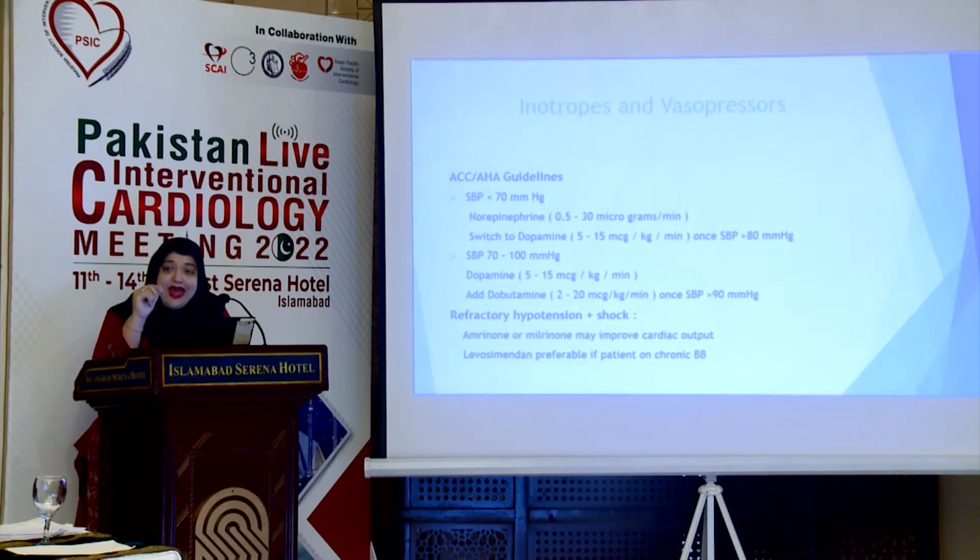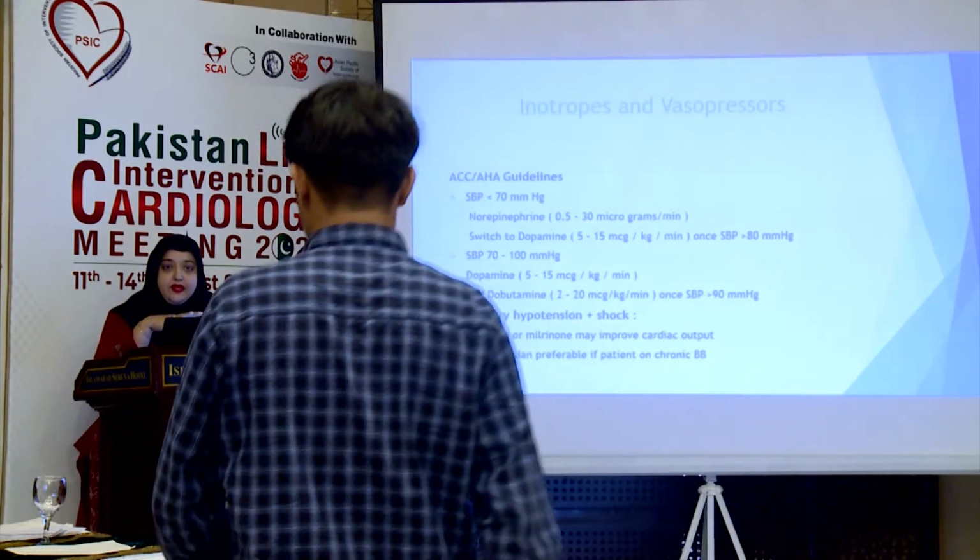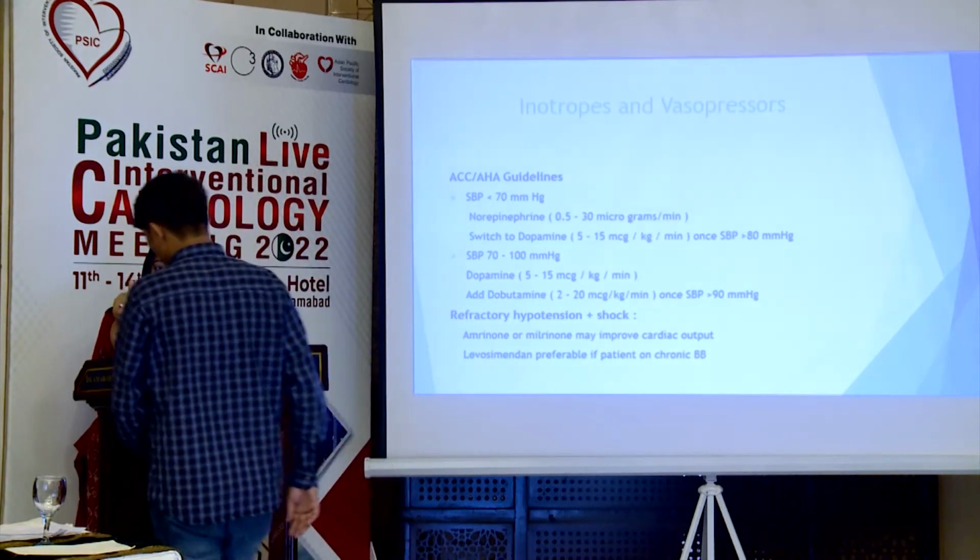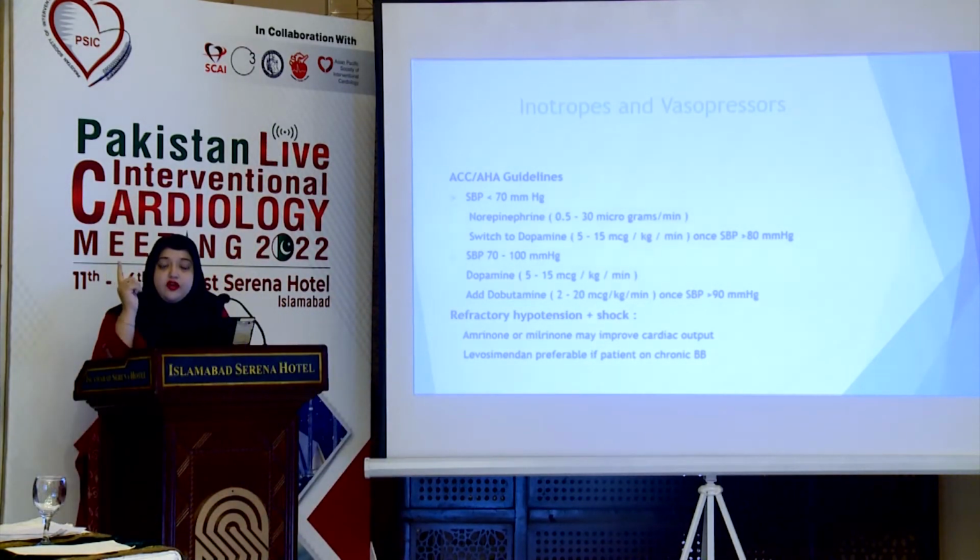If blood pressure at presentation is between 70 to 100, you need to infuse dopamine, 5 to 15 mics per kg per minute. Add dobutamine once blood pressure is above 90 millimeters of mercury. So, starting with, if systolic blood pressure is less than 70, go for vasopressors. Systolic blood pressure between 70 to 100, go for inotropes, right?